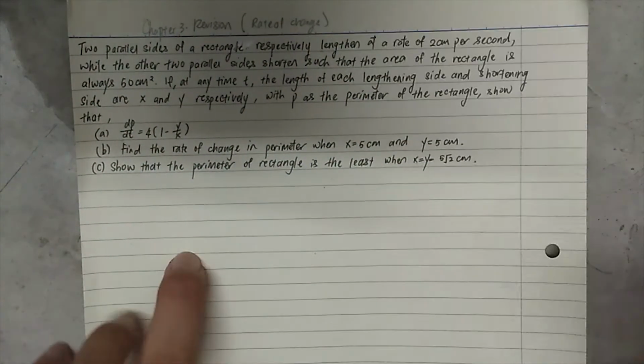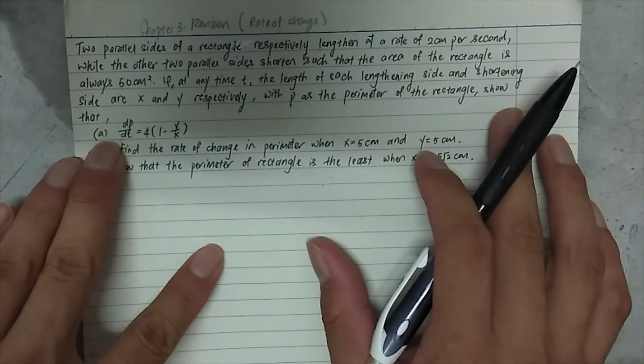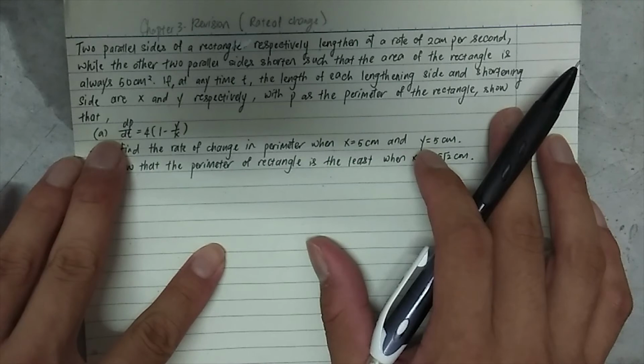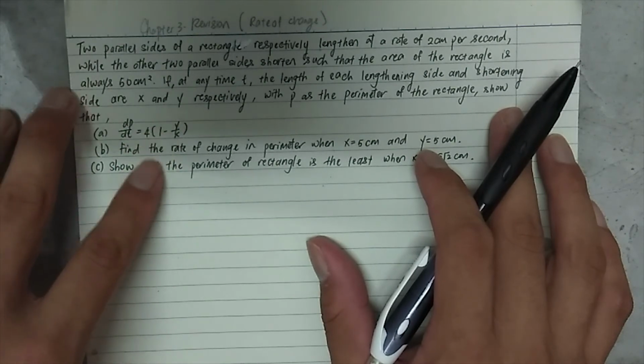Okay, so for this type of question, basically we need to draw out the shape of the diagram so that we can know what type of question we are dealing with.